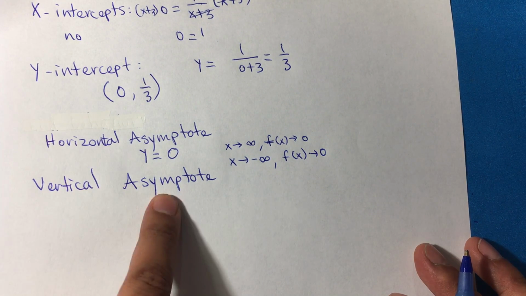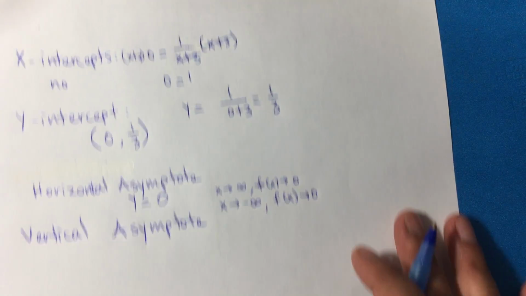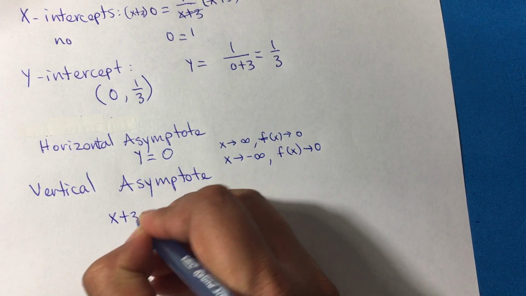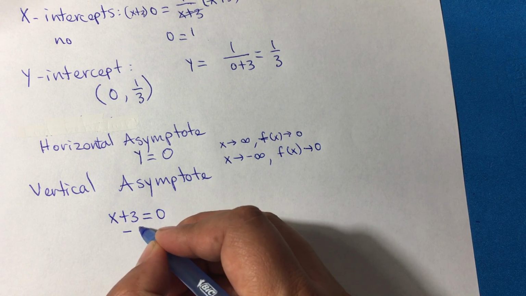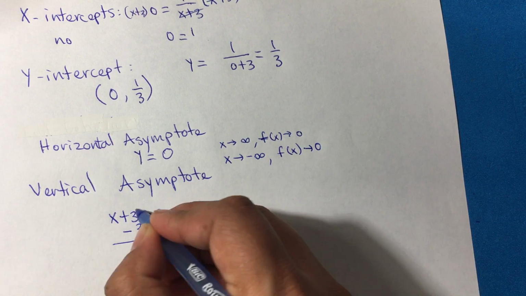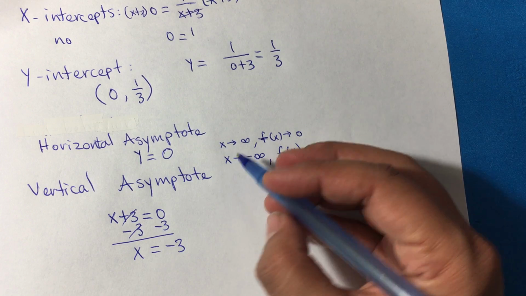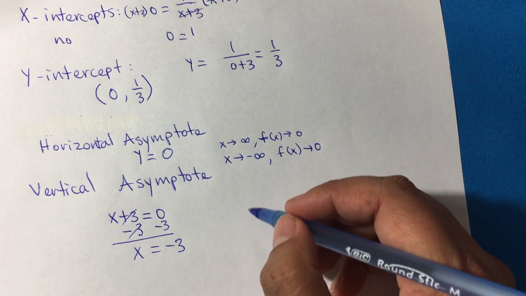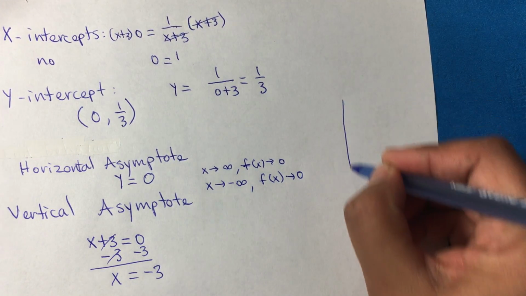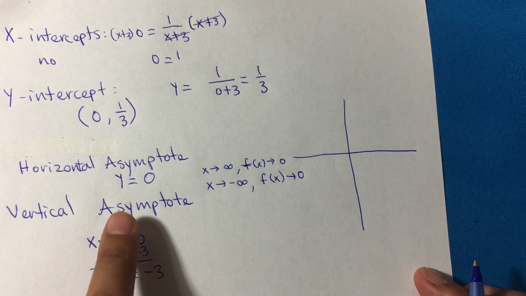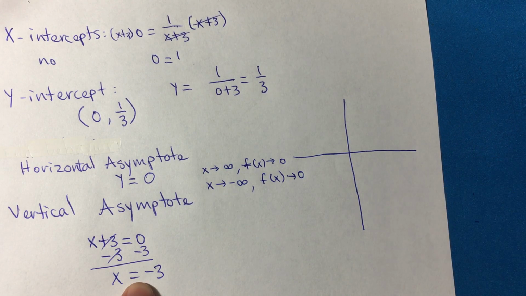Now for the vertical asymptote, remember that we just put whatever is in the denominator, so x plus 3 equal to 0. And we start solving for x. So if we're adding 3, the opposite is to subtract 3, and x is equal to -3. So the vertical asymptote is going to be at x equals -3. And now with that information, we're able to graph a rough sketch. So let's start with the vertical asymptote.